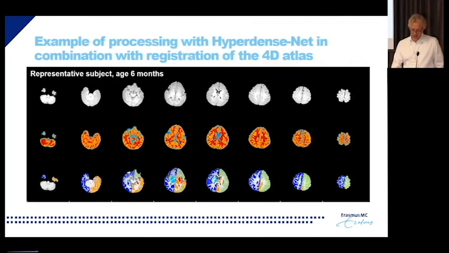And finally, here's just one example. The slices are not so clearly visible, but on the top the T1, then the tissue segmentation in the middle, and down the parcellation of the cortex and the subcortical areas.